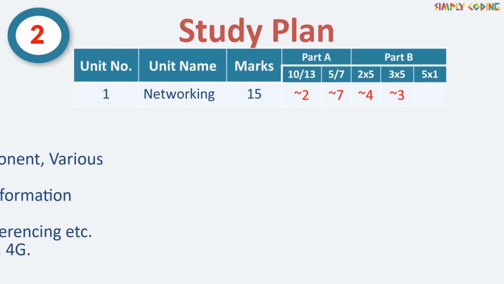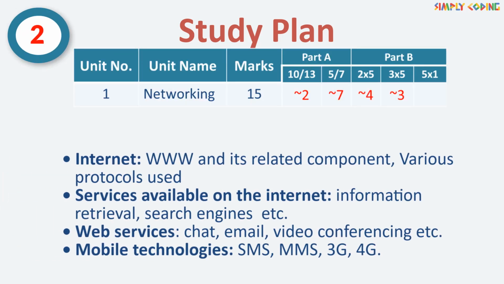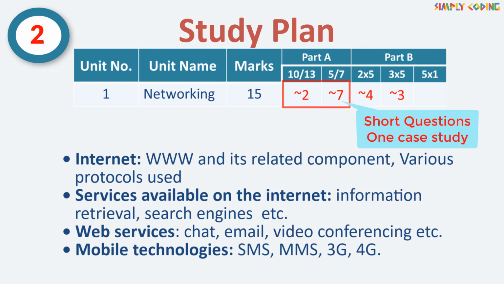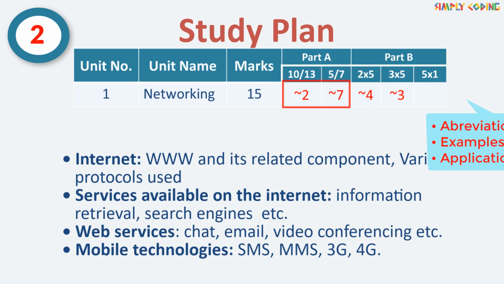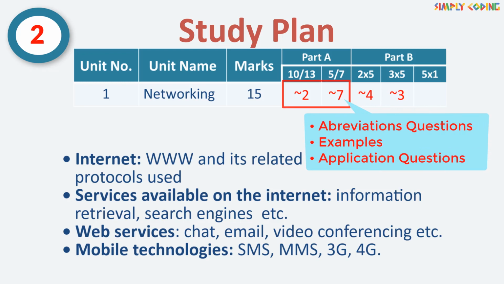Next to prepare is networking. It takes maybe double the time you might take for cyber ethics. Here in part A, you can expect 2 to 3 short questions and 1 case study. This will include expanding any of the short forms, so learn all abbreviations. They can ask to identify examples of web browsers, servers, or any other popular software, or it could be application questions like on any web services.